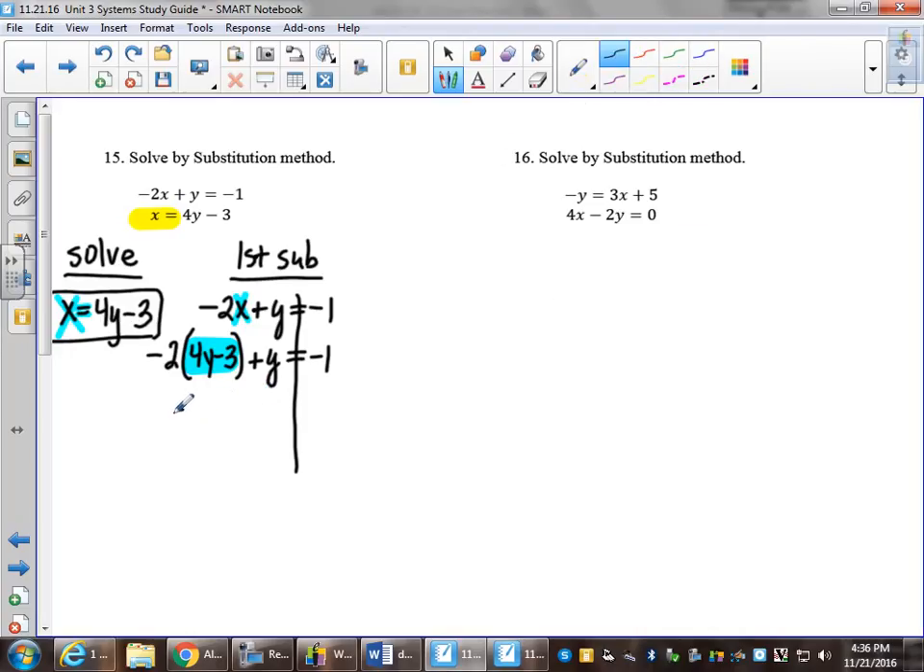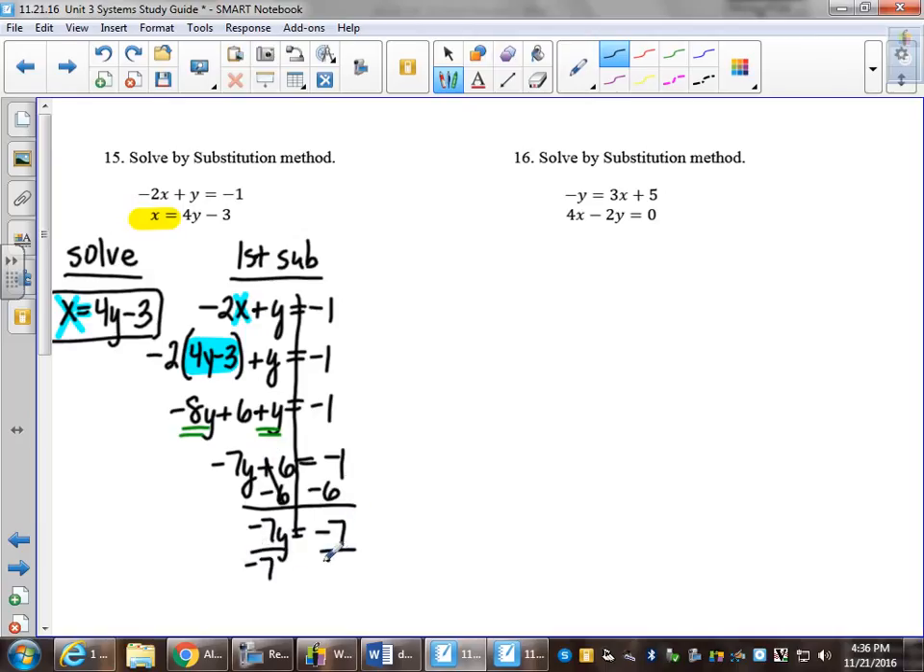Distributing negative 2, this is a negative 8y plus 6 plus y equals negative 1. Combining like terms, negative 8y plus y is a negative 7y plus 6 equals negative 1. Subtract 6 from both sides. Negative 7y equals negative 7. Divide by negative 7. y equals positive 1.